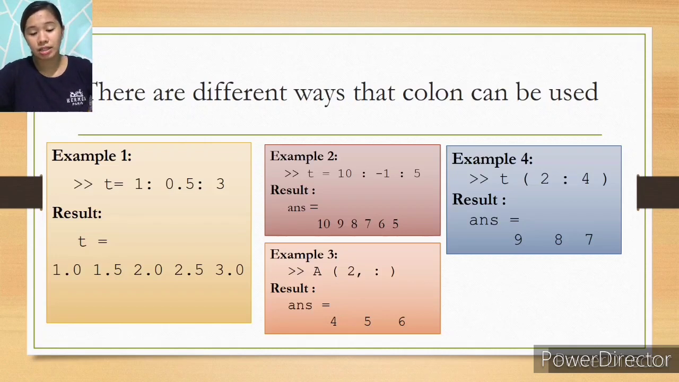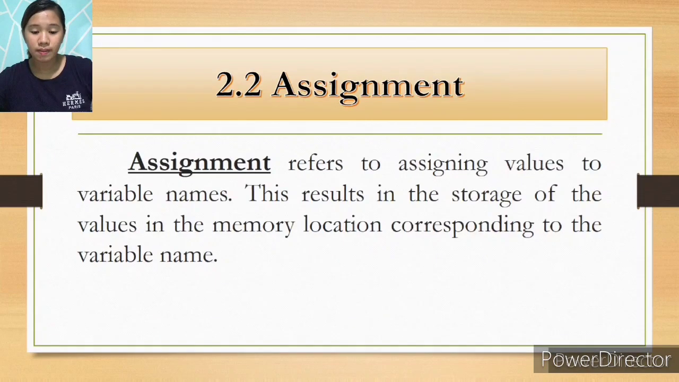So aside from creating a series of numbers, the colon can be used as a wildcard to select individual rows and columns of a matrix. When a colon is used in place of a specific subscript, the colon represents the entire row or column. For example, the second row of matrix A can be selected as A(2,:). So the result is answer = 4, 5, and 6.